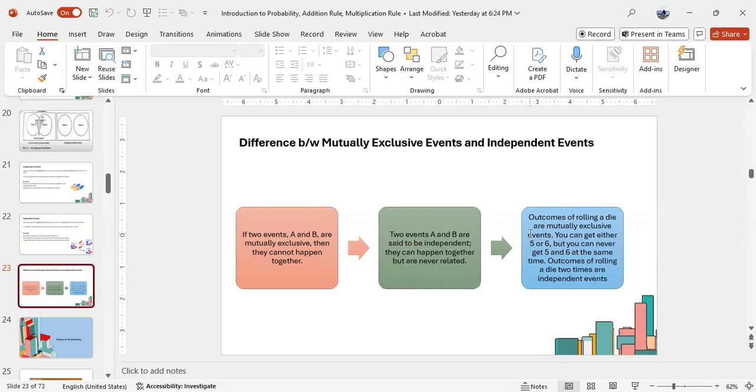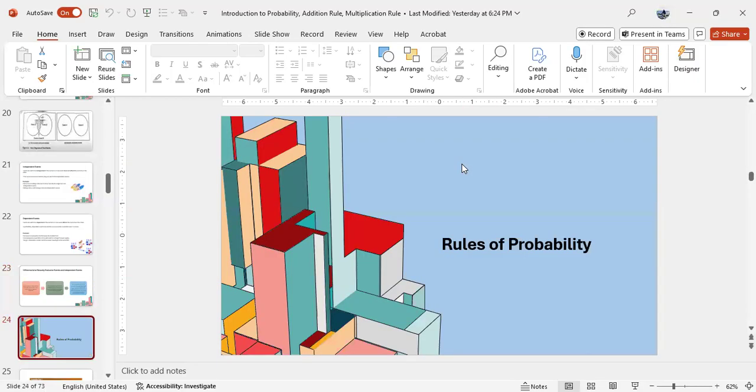We'll consider this example. Outcomes of rolling a die are mutually exclusive events. You can either get 5 or 6, but you can never get 5 and 6 at the same time on the same die. So this is an example of mutually exclusive events. Contrary to this, the outcome of rolling a die 2 times, or 2 dice at the same time, is an example of independent events.